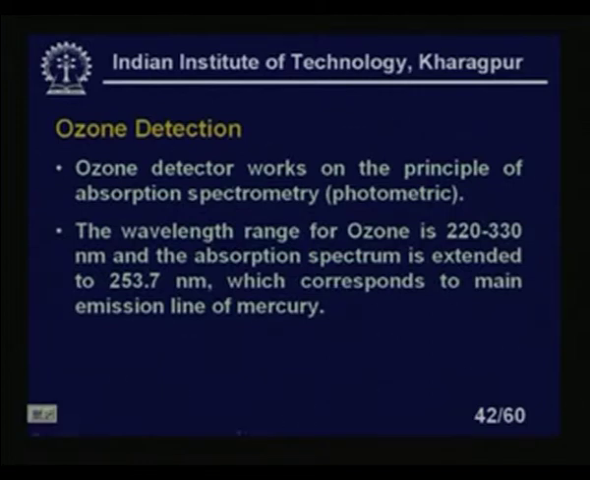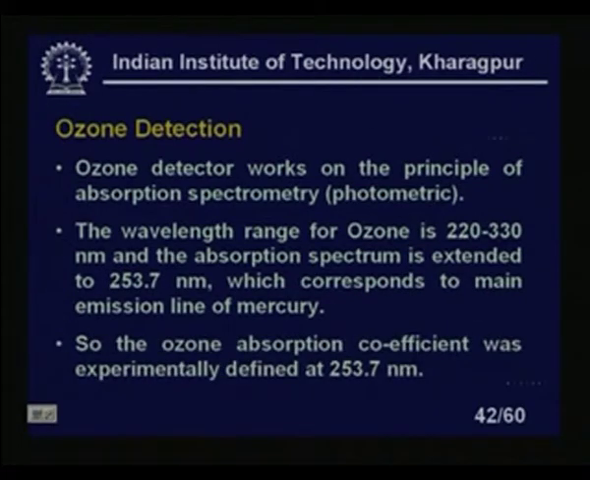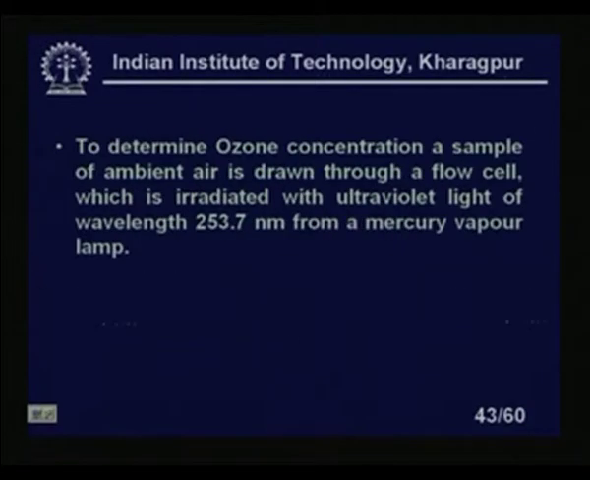The wavelength range for ozone is 220 to 330 nanometer, and the absorption spectrum is extended to 253.7 nanometer, which corresponds to the main emission line of mercury. So, the ozone absorption coefficient was experimentally defined at 253.7 nanometer. To determine ozone concentrations, a sample of ambient air is drawn through a flow cell, which is irradiated with ultraviolet light of wavelength 253.7 nanometer from a mercury vapor lamp.